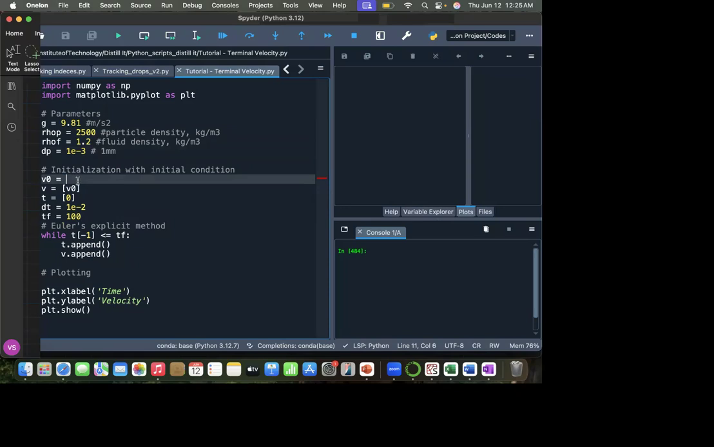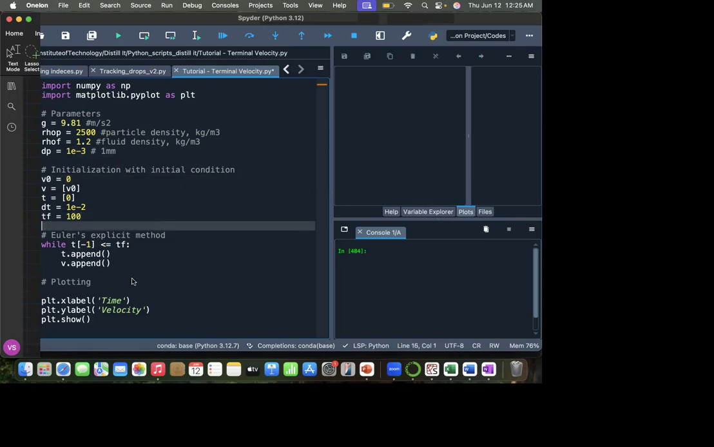So let's give it some initial velocity. Let's say that it is freely falling. If it's freely falling, it would have an initial velocity of 0, right? Then we have the loop, basically, for the Euler's explicit method. Over here, we are going to update the time array as well as the velocity array. The time step is going to be just the previous time plus dt. That's what we are going to append for the next case.